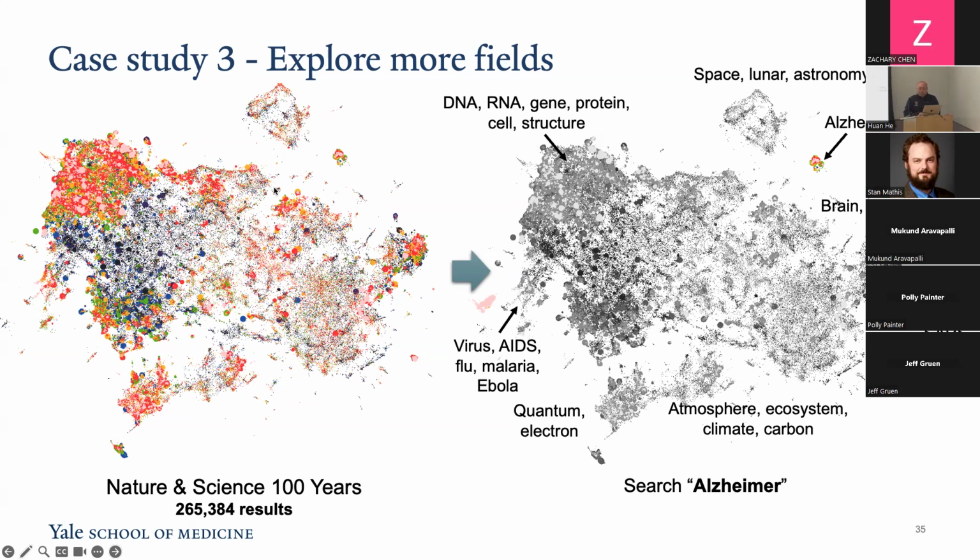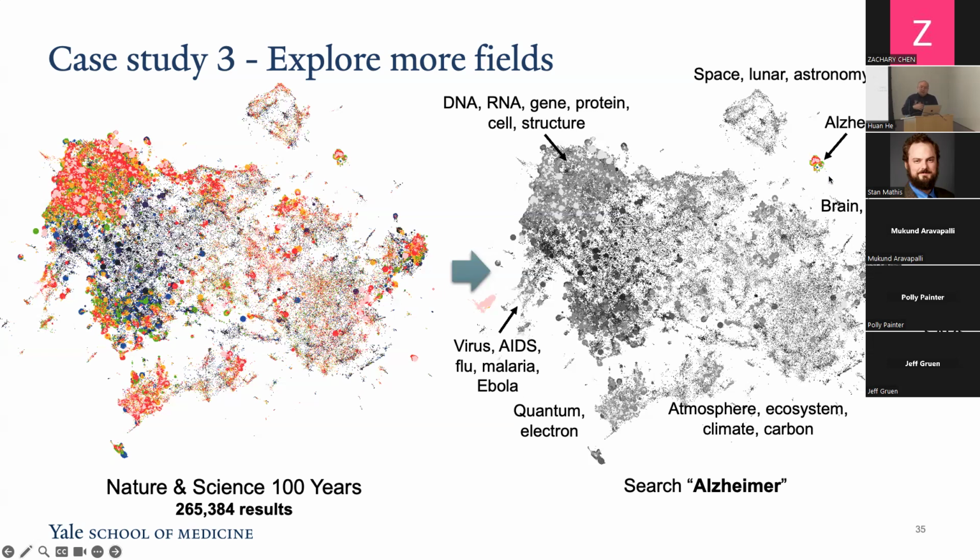And using our tool, we can identify this whole area. It's related to DNA, RNA, cell structure, sequencing, and biology-related studies. And then we can also find this cluster, which is away from the other cluster. It's related to space, lunar, Mars, and astronomy, those different areas. And also we can identify this part is related to Alzheimer's disease. When we search Alzheimer's, this part will be highlighted.